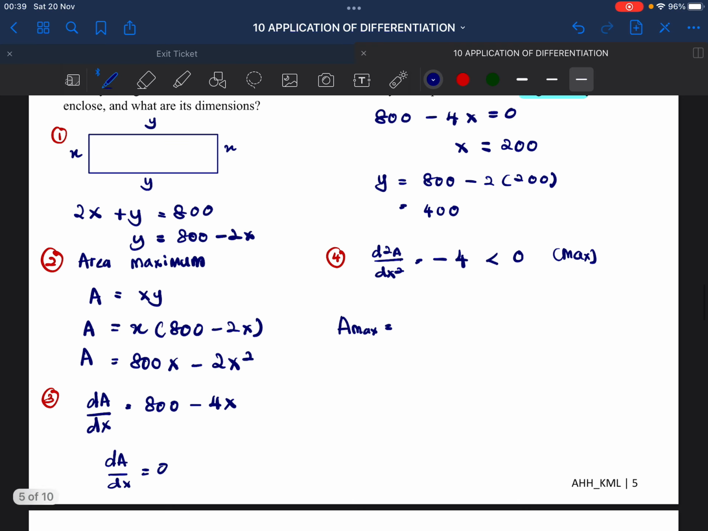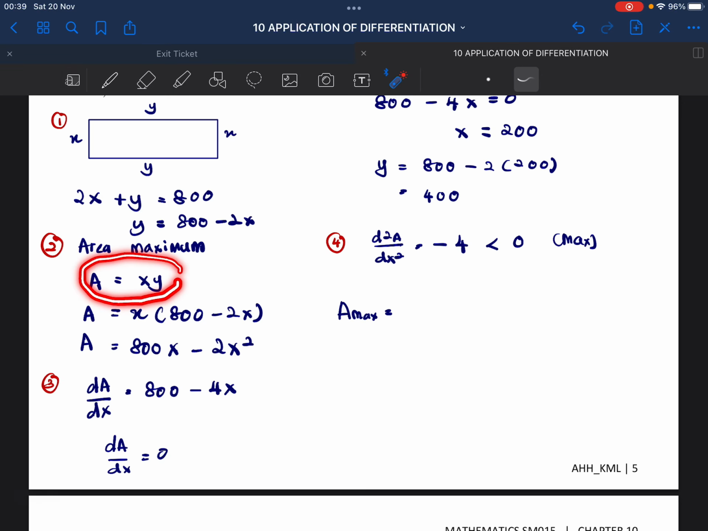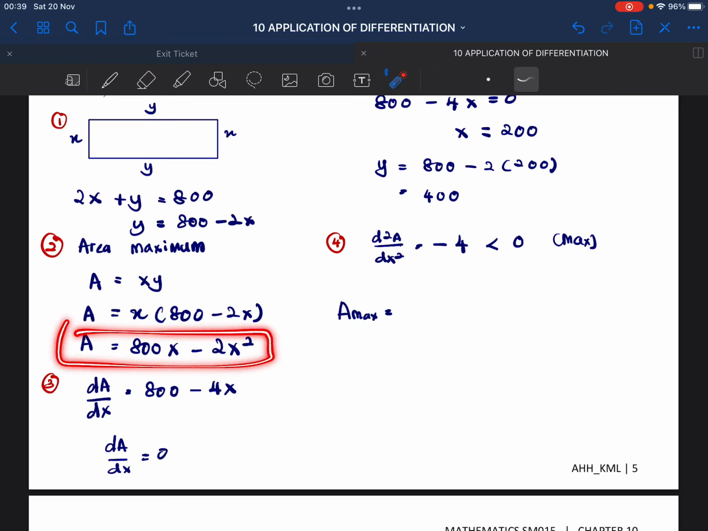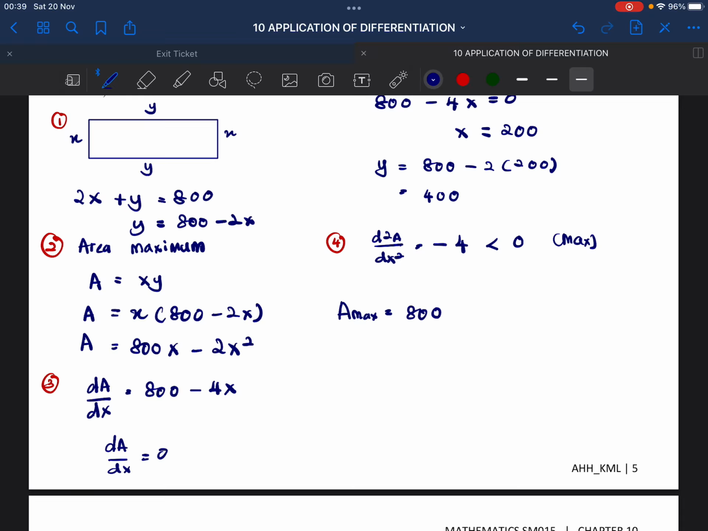Okay, so by using this equation here, you can use this equation, or this equation, or this equation. Let's say I want to use this equation sebab semua dalam x. If you want to use the other equation, you can find your y lah. Doesn't matter, sama je. So let's say I want to use this one here. So 800 multiplied by x, our x is 200, minus 200 square. So area maximum is 80,000 meter square. Alright, so that is how we find our maximum area.